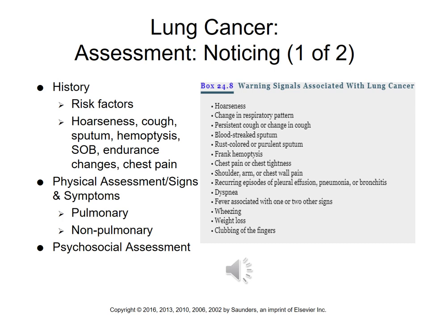This includes hoarseness, changes in respiratory pattern, persistent cough, blood-streaked sputum, rust-colored sputum, frank hemoptysis, chest pain, chest tightness, recurring episodes of pneumonia or bronchitis that's not related to an infectious origin, shortness of breath, fever, and this is more due to chronic inflammation in response to the cancer itself, wheezing, weight loss, clubbing.